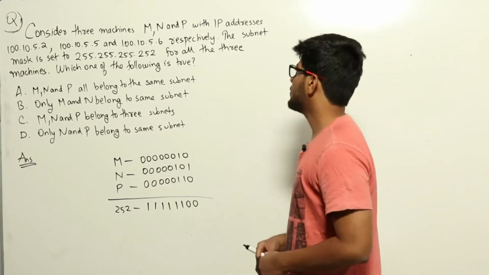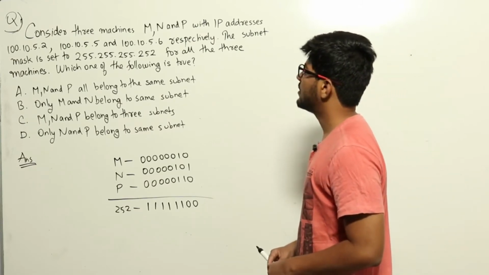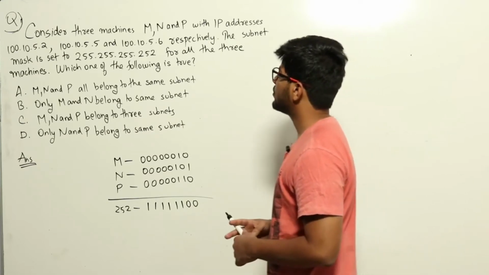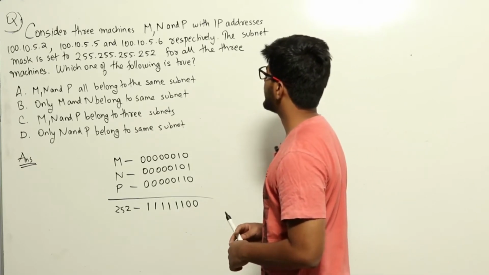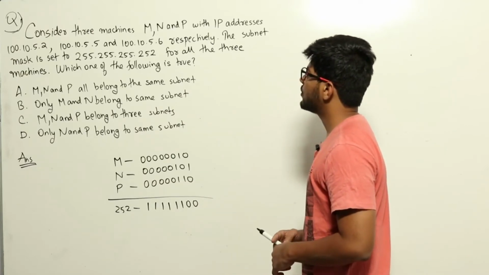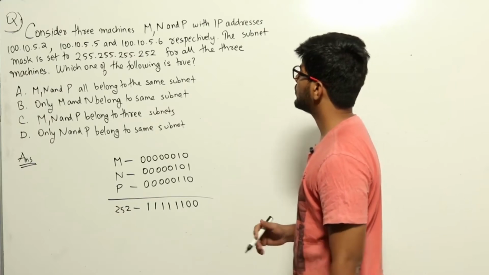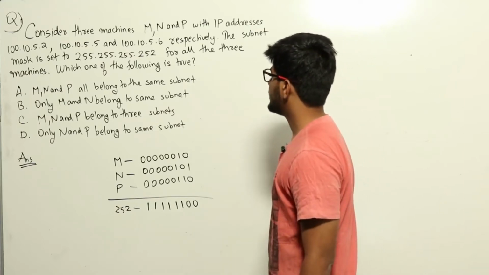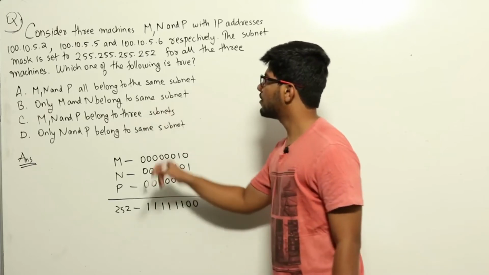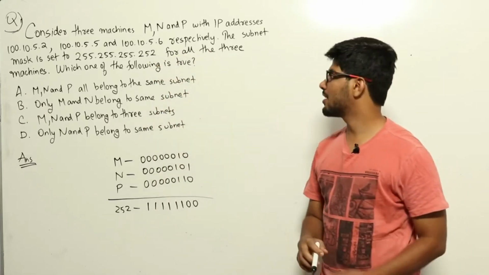Consider 3 machines M, N and P with IP addresses 100.10.5.2, 100.10.5.5 and 100.10.5.6 respectively. The subnet mask is set to 255.255.255.252 for all the 3 machines. Which of the following is true? 4 options are given. We need to find out which among M, N and P belong to the same subnet.